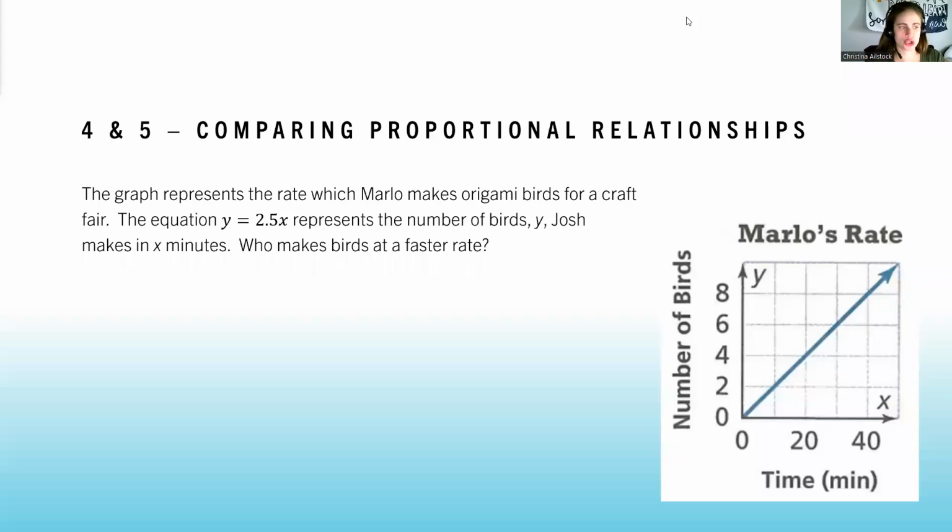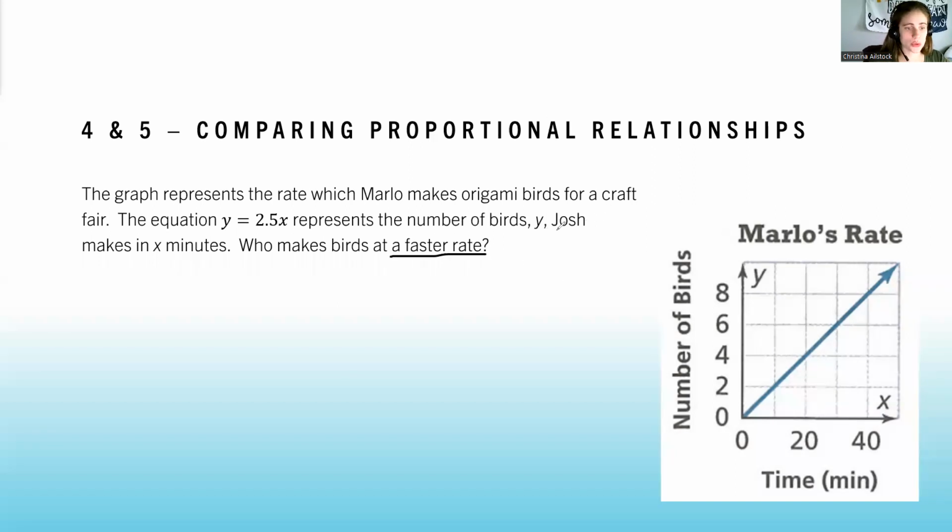Let's compare proportional relationships. Let's read our first scenario here. The graph represents the rate at which Marlowe makes origami birds for a craft fair. The equation y equals 2.5x represents the number of birds y that Josh makes in x minutes. Who makes birds at a faster rate? Well, whenever we're comparing, the best way to compare is to find that constant of proportionality for each, and then we can see who makes birds at a faster rate.